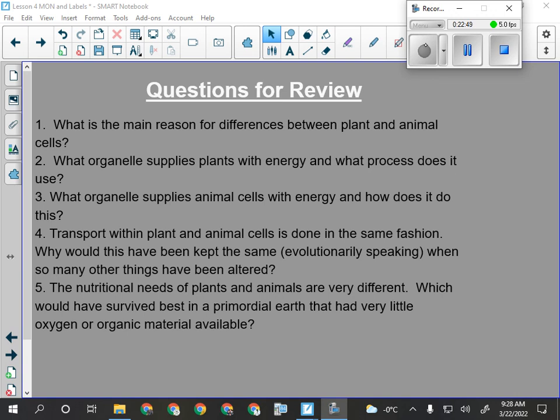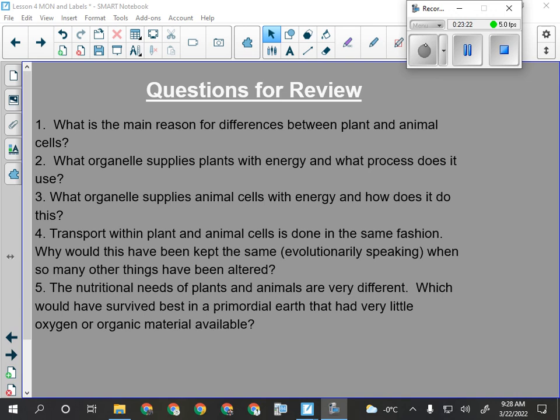Okay, what organelle supplies animal cells with energy and how does it do this? Keaton, what is it? It's Lysosome, yeah. And what does it do to the food? Changes it to energy. Yeah, changes it to energy. Digests it, really. That's what digestion is. Okay, it's the chemical modification of food particles.